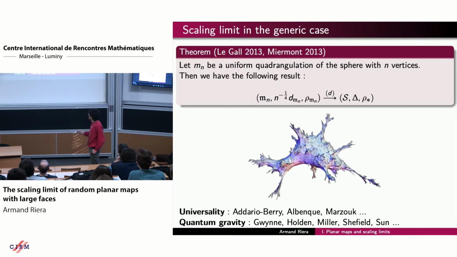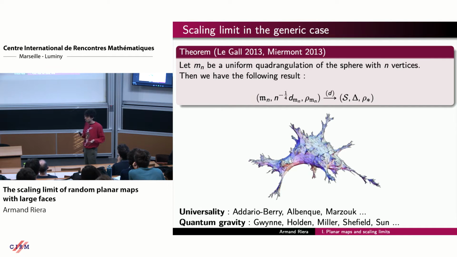And as has already been said in this conference, the Brownian sphere is a universal object, meaning that a lot of models converge to the Brownian sphere. And morally, if your model does not have large faces, then you should converge to the Brownian sphere. I also want to mention that there is another point of view on this theory, the Liouville quantum gravity point of view, which is very rich and has been developed a lot in recent years, but I'm not going to talk about it today. Okay. This was all I wanted to say about the general context of planar maps.